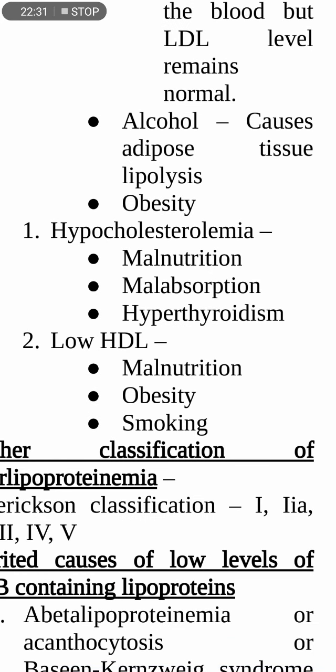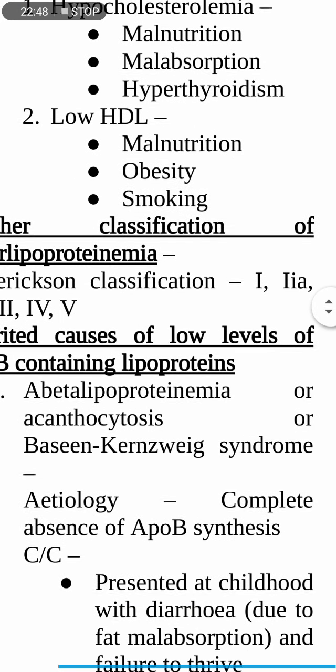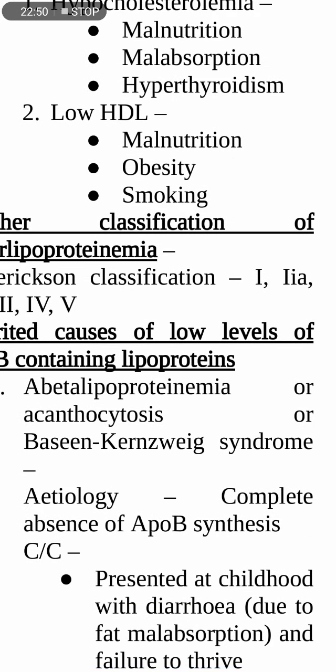Next is hypocholesterolemia. That means decreased cholesterol level, seen in malnutrition, in malabsorption, and in hyperthyroidism. Then low HDL level. You know the HDL is good for our health, it is a good cholesterol. Low HDL is seen in malnutrition, in obesity, and in smoking.